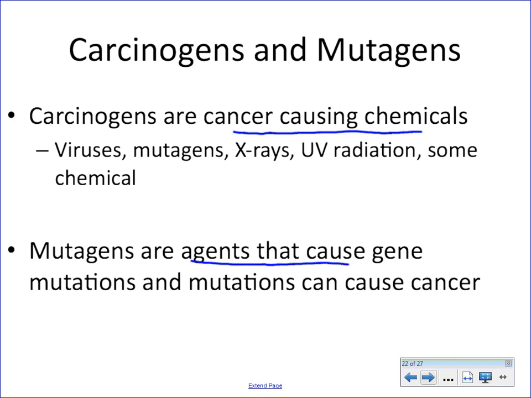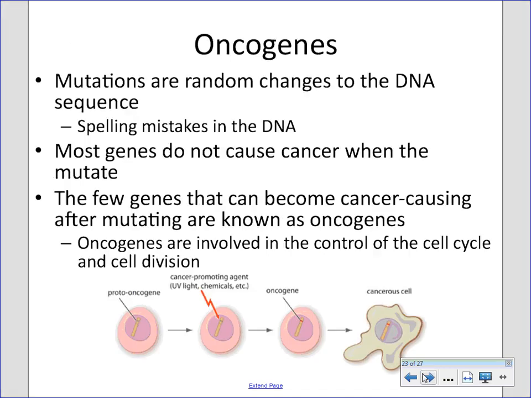Mutagens are agents that cause gene mutations, and mutations that can ultimately cause cancer. They can cause mutations in genes that would prevent the cell from dividing uncontrollably. And when you get mutations in those types of genes, it can lead to cancer potentially. So there is a type of gene referred to as an oncogene. Oncogenes are basically genes that when mutations occur to them will lead to the development of cancerous cells.